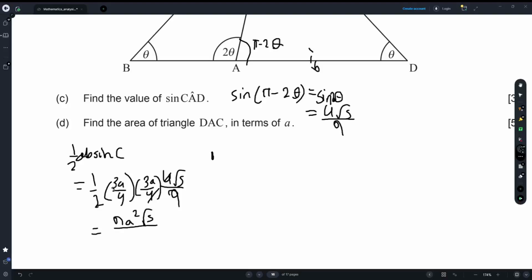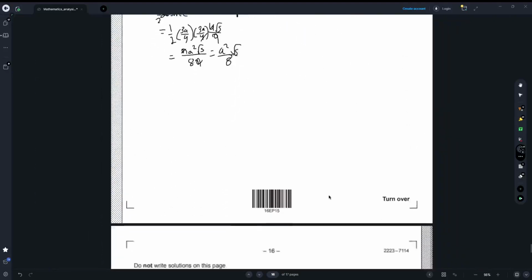over 2 times 4 times 9, so 8 times 9, and we can just cancel the 9, so we just get a squared root 5 over 8. And that's it for this question.